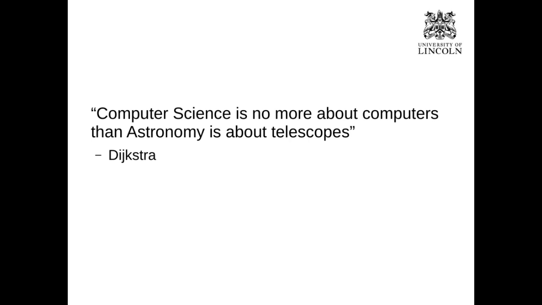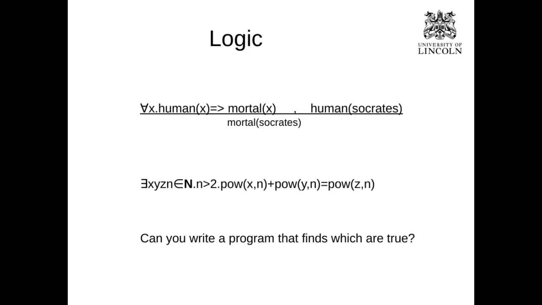We've already encountered some forms of logic. We began with Aristotle. Here's a logical inference called a syllogism. We say for all x, if x is a human, then x is mortal. If we're given that, and we're given that Socrates is a human, we can conclude that Socrates is a mortal. Aristotle didn't use this notation.